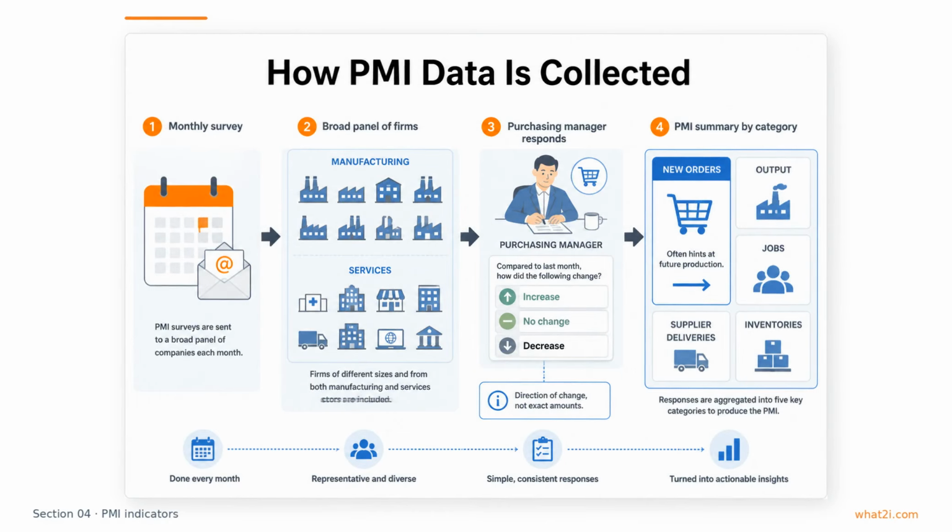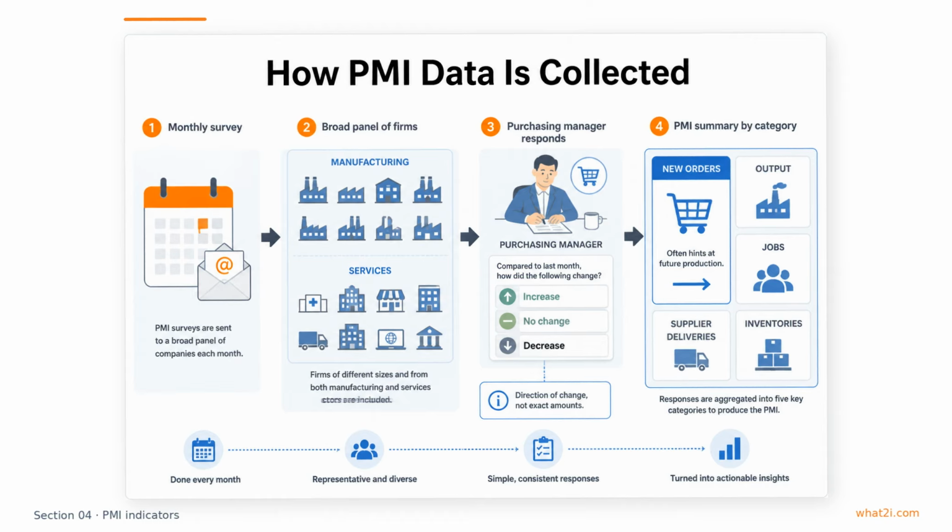PMI data begins with a recurring monthly survey sent to a broad panel of firms. The panel usually includes companies of different sizes across manufacturing and services, so the responses reflect a wide business base. Purchasing managers are not asked for exact growth numbers. Instead, they report whether conditions improved, worsened, or stayed the same. The categories typically include new orders, output, jobs, supplier deliveries, and inventories.